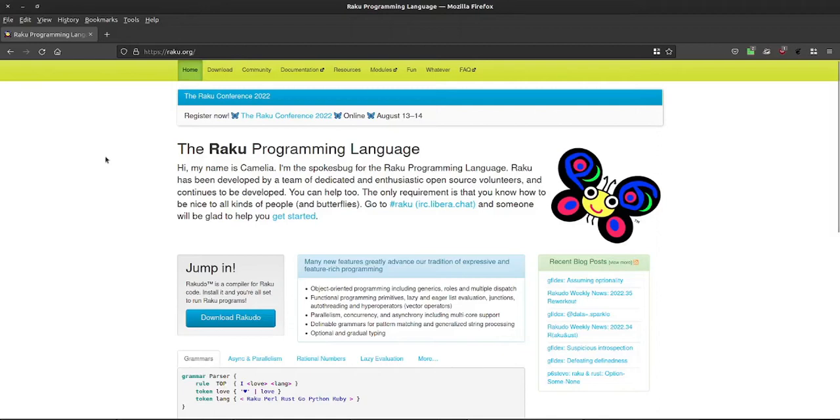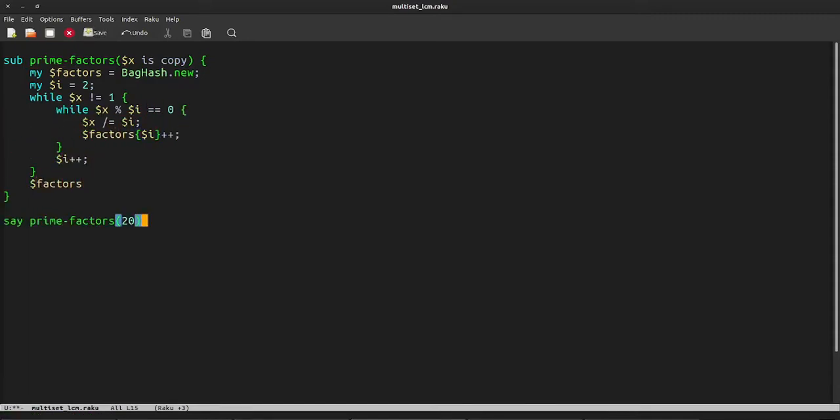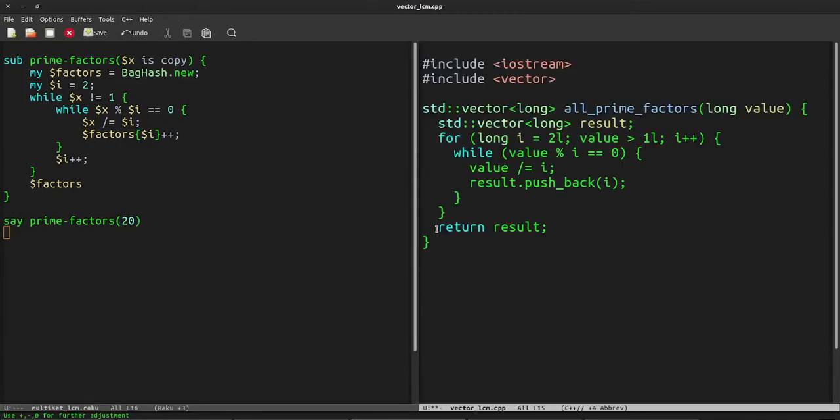Let's write some code. First, a function to get all prime factors of a number, including multiplicity. This is mostly going to be a translation of our C++ code from a couple weeks ago, so I won't dwell on it too much except to point out the differences. Rather than accumulating the factors together in an ordered list as we'd done before, we're adding them together into a bag hash. Bag is Raku's word for multiset, and a bag hash is the mutable variant. So bag hash can be read as mutable multiset.